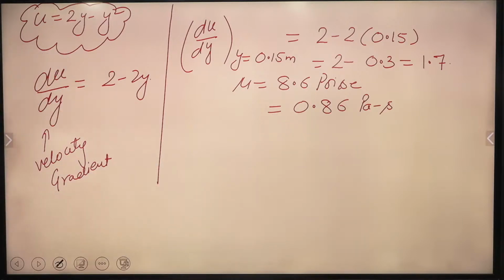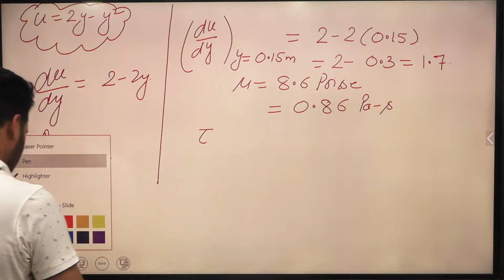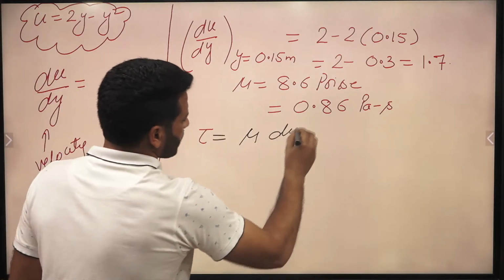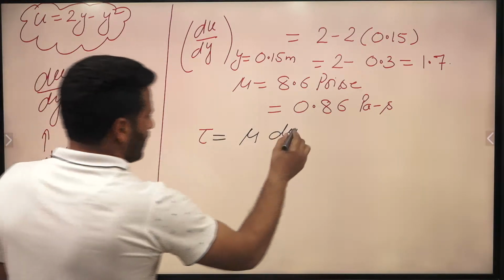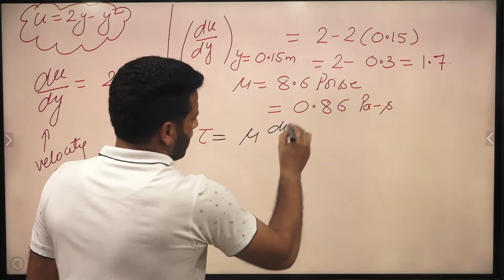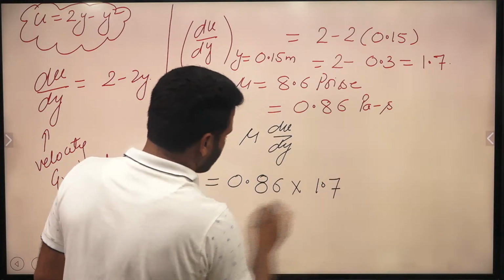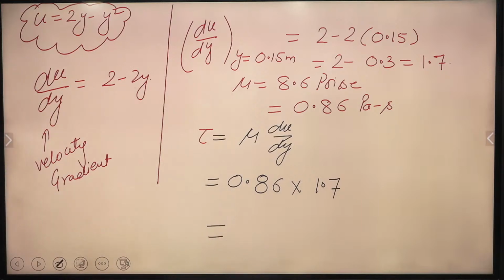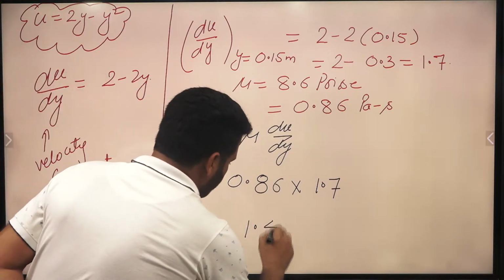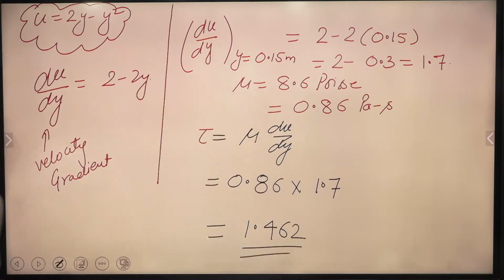Just sketch the figures and let me know what the answer is. Okay, so he's asking about the shear stress. So tau equal to what? Mu, dynamic viscosity, into du upon dy. So this is 0.86 into 1.7. Just solve this one and you will get the answer. So let me solve this value. This is coming to be 1.462. So let us see what will be the answer.